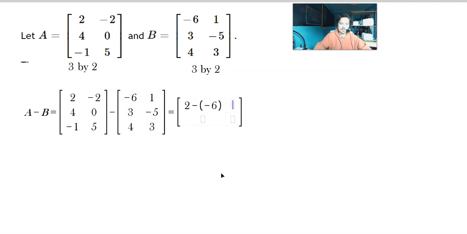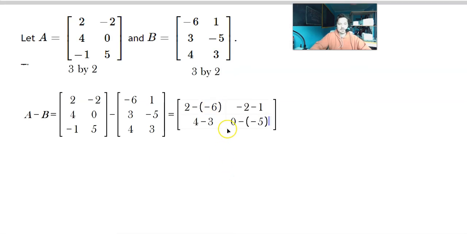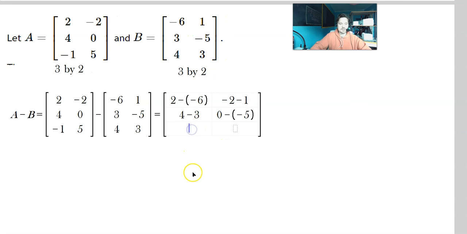2 minus negative 6. Next one, -2 minus 1. All right, next entry here, that would be 4 minus 3. Next one would be 0 minus -5. Be careful. Let me add a row down below here. Last row would then be -1 minus 4, and then 5 minus 3. And then you work through the entries here. Just work them out. Okay, so let me put the matrix in there.